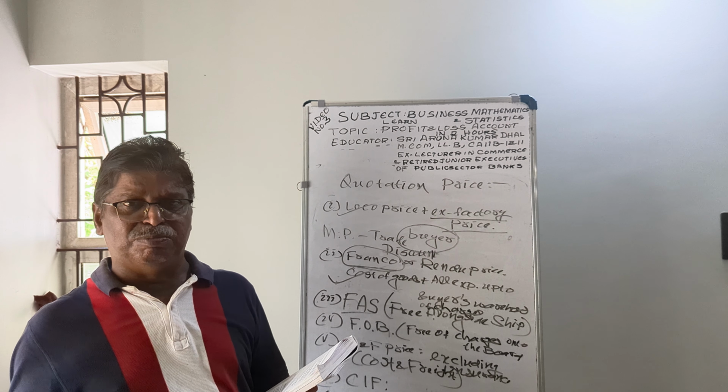First is the manufacturer. The manufacturer will sell the goods to the wholesaler. The wholesaler will sell the goods to the retailer, and the retailer to the ultimate consumer. That is known as the channel of distribution.